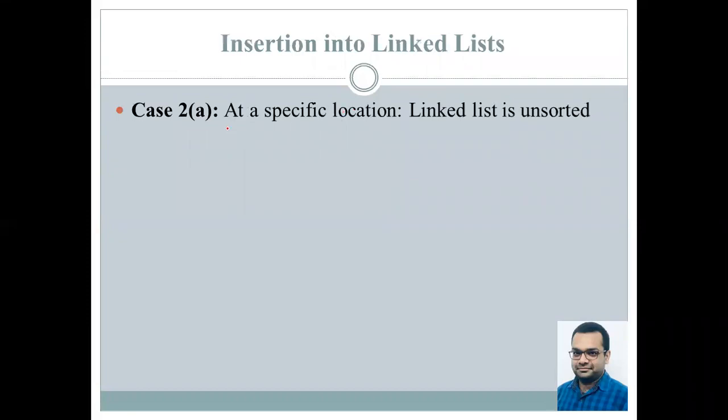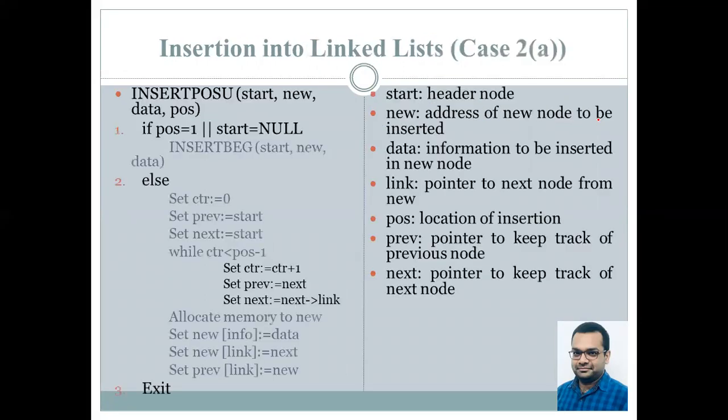So over here, we'll be talking about when the insertion needs to be performed at a specific location and our list is unsorted. Therefore, when the insertion needs to be performed directly at a position, that position needs to be given to us in the program. So I have taken the liberty to call my algorithm insert position U. U stands for unsorted. I'm given the start node, which is the node that contains the address of the first node of the linked list.